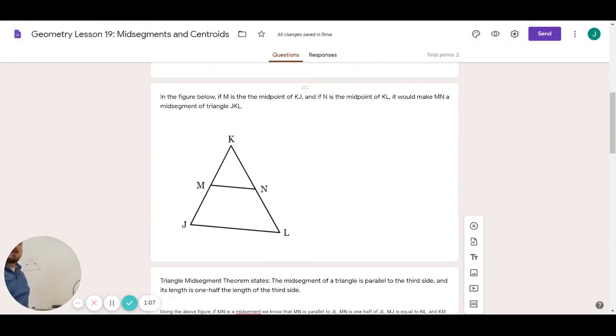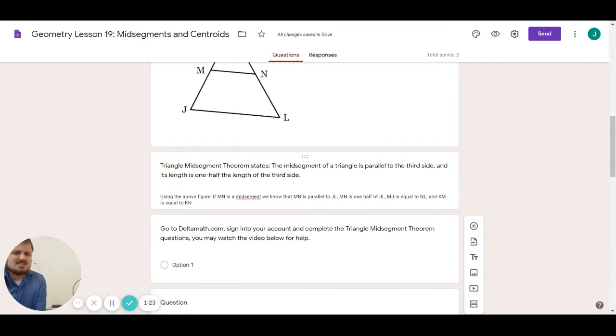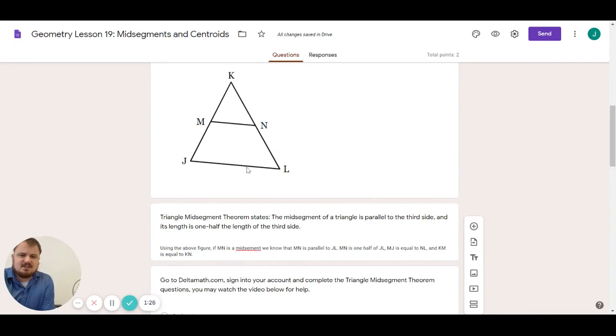Just take two midpoints of two sides of a triangle and connect the dots. So right here, if M is the midpoint of KJ, and N is the midpoint of KL, then this length MN is a midsegment of the triangle. Now, using this, we can use the triangle midsegment theorem, which tells us a couple of things. First, this midsegment will be parallel to the base down here, the third side, the side it's not touching. It also tells us, and this is the thing we'll be using a lot, that the midsegment will always be half of the side it's parallel to.